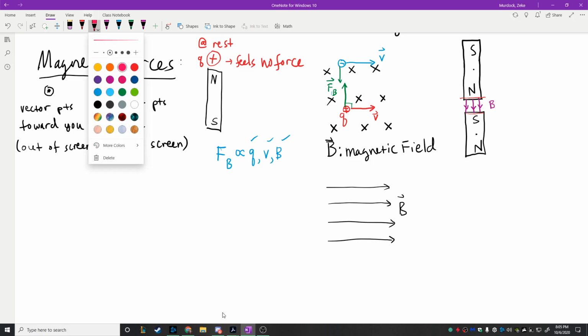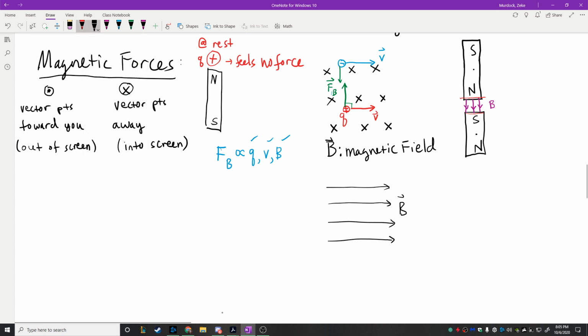Now, if I have a magnetic field, and what color was this before? Was it black? Yeah. Okay. If I have a magnetic field and I put a charged particle inside of here, but I make it so that the charged particle moves parallel to the magnetic field, so if this is the velocity vector, this particle is not going to feel any force at all.